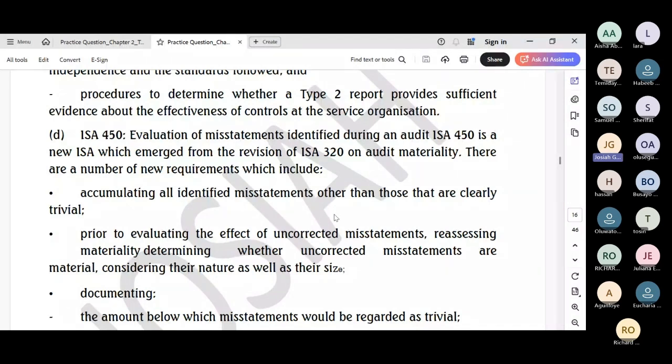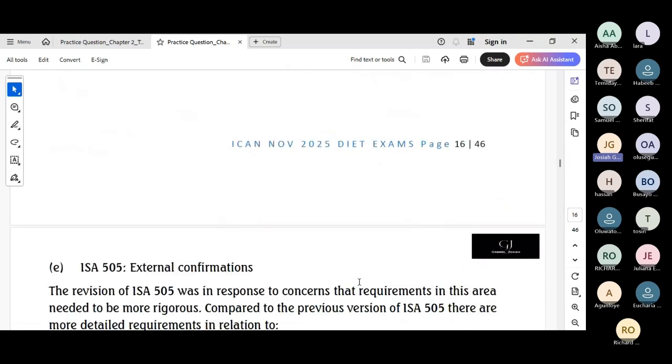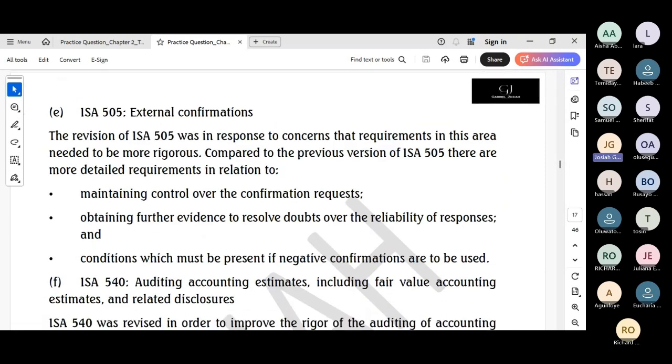And external confirmations, ISA 505. External confirmations, 505. It has more detailed requirements for maintaining control over external confirmation procedures, and the objective is to ensure reliability. So a more rigorous procedure for obtaining further evidence when doubts arise about the reliability of responses is what this ISA came to clarify.